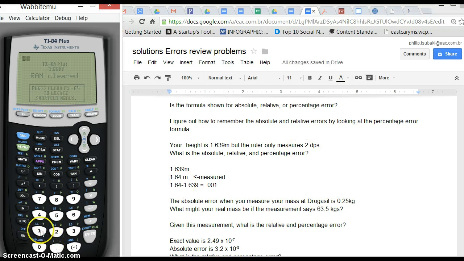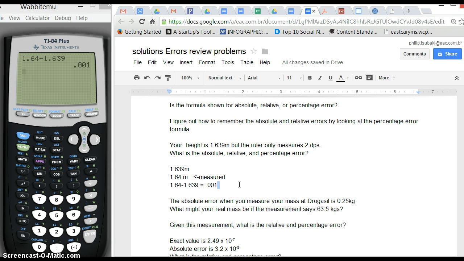We'll do that on the calculator for those of you who like using the calculator. 1.64 minus 1.639. 0.001. Remember, you can do that with either number first. If you get a negative number, you're supposed to take the absolute value. Okay? So the absolute error is 0.001 meters. Okay? And remember, absolute error is the only error that actually has centimeters, meters, or any kind of unit on it, because it is not a fraction. Okay? Once you start taking a length divided by a length, then you're left with a ratio and not a length. So absolute error here is a length.